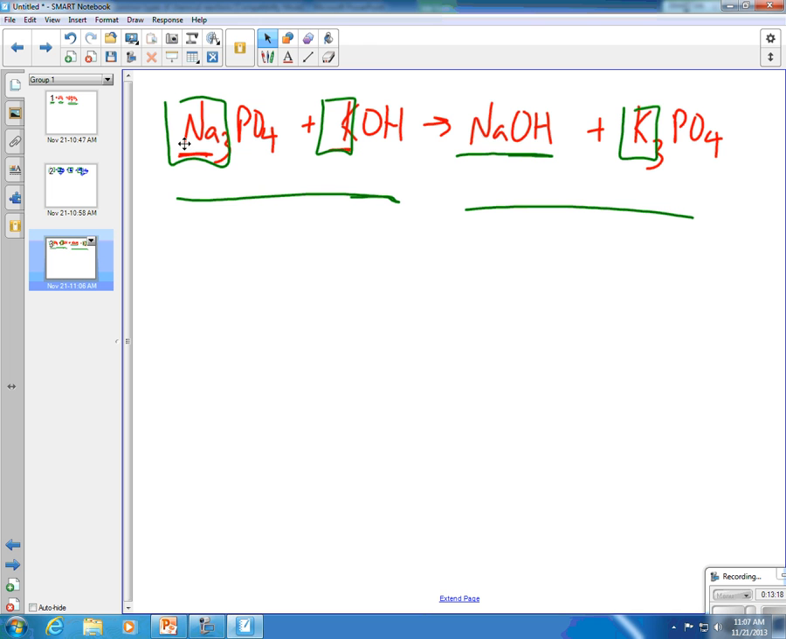And one more thing, to balance this: we can see we have 3 sodiums here, 1 sodium here, so I need a big 3. Then I can keep the OHs together and count them because I have them on both sides. I have 3 hydroxides here and only 1 over here, so I need a 3. That gives me 3 potassiums, and I have 3 potassiums here. 1 phosphate, 1 phosphate, therefore it's a balanced equation.